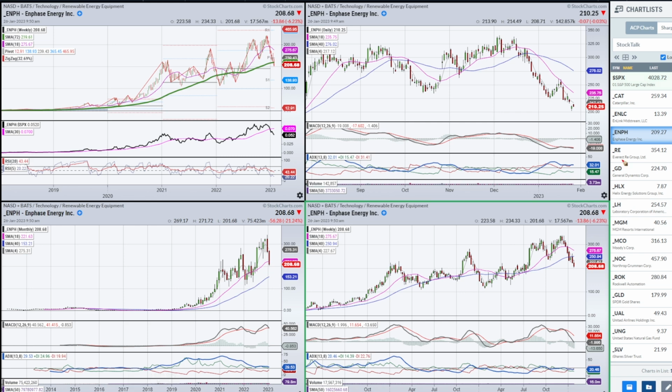But look at these two monster bars. You see the size of these bars? It tells me I do not need to be in a hurry to be on the buy side in this. It's probably going to find support, but I don't think there's a huge amount of upside right away.